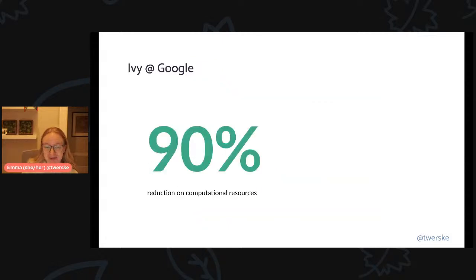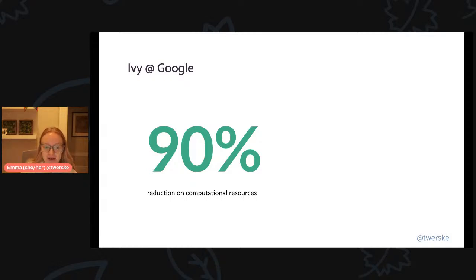So we've talked about Ivy a lot in the past, and hopefully you're familiar with that word, but Ivy was the rewrite of our rendering engine. And at Google specifically, we've seen that there was a 90% reduction in computational resources when we migrated to Ivy. So last year, we took the undertaking of moving all of Google over to Ivy.